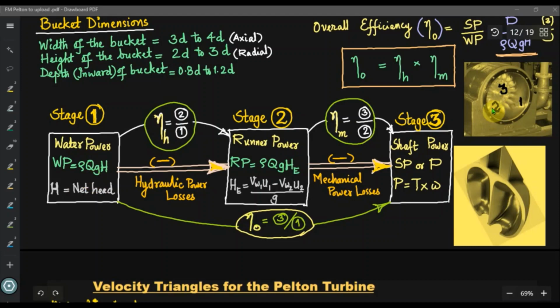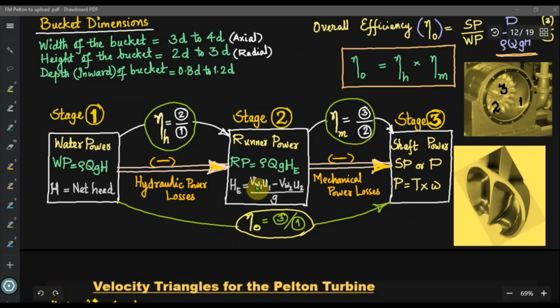Now stage 2, that is the runner. So after transferring energy to the runner by this water jet through the impulse action, we will get runner power, that is the work done by the water jet on the runner per second. So that is known as runner power. Runner power is equal to rho Q G H suffix E. H suffix E represents the runner head or head impressed by water on the runner. That is a theoretical head.